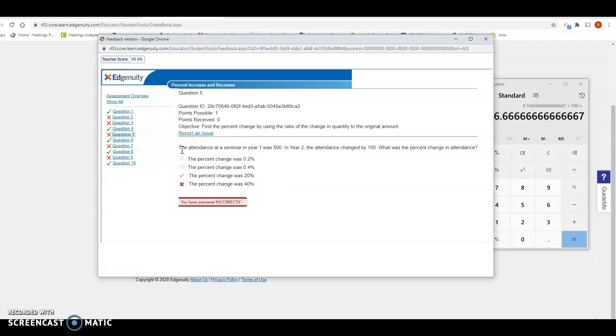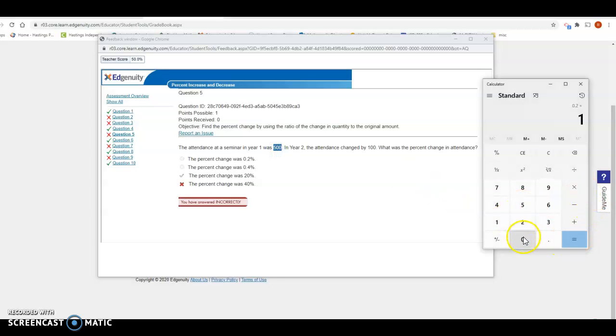The attendance in seminar of year 1 was 500. In year 2, the attendance changed by 100. So this time we don't even have to divide. It tells us what the change is. The change was 100. So 100 divided by the original amount, it was 500. Then we multiply that by 100, and we figure out it was 20%.